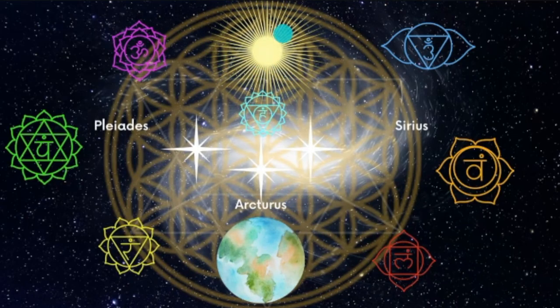This light also activates each of our chakra centers. So we specifically focus on our Muladhara, our Svadhisthana, our Manipura, our Anahata, our Vishuddha, Ajna, and Sahasrara. We focus on breathing the light through those chakra centers. We activate those chakra centers through the light.